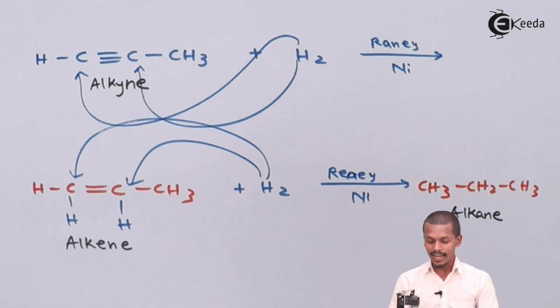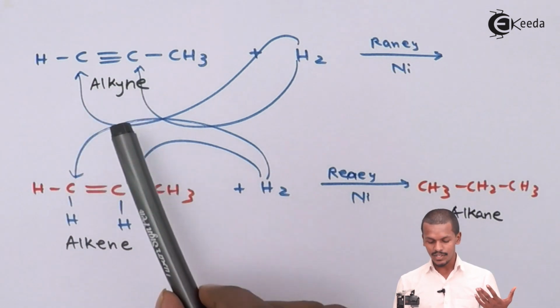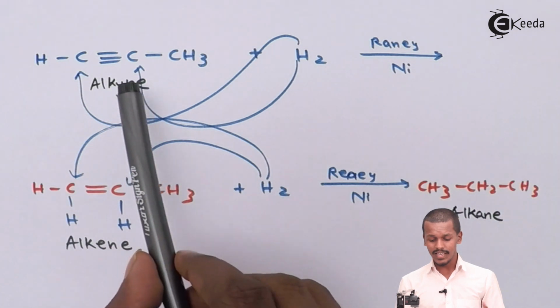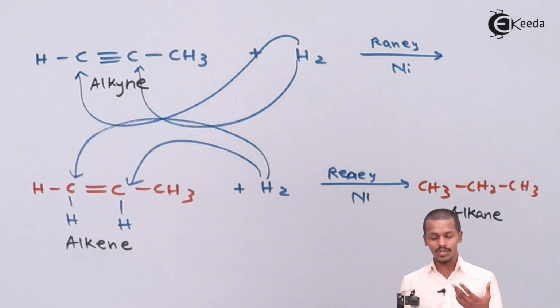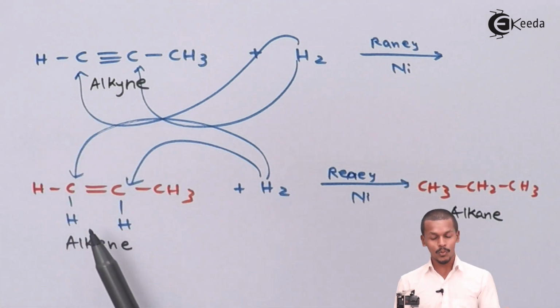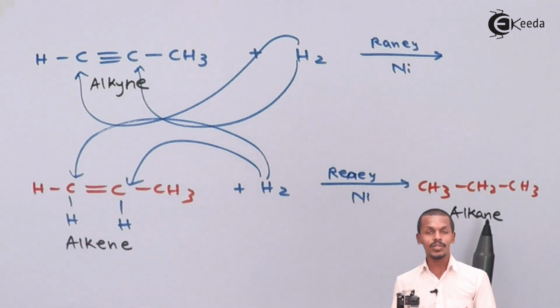So this is the reaction that happens, and the process is known as hydrogenation. In this case, the alkyne is converted into an alkane, and because the alkyne consists of 3 carbon atoms, the name of this can be called prop-1-yne or propyne. That propyne was converted into propene, and that propene was converted into propane.